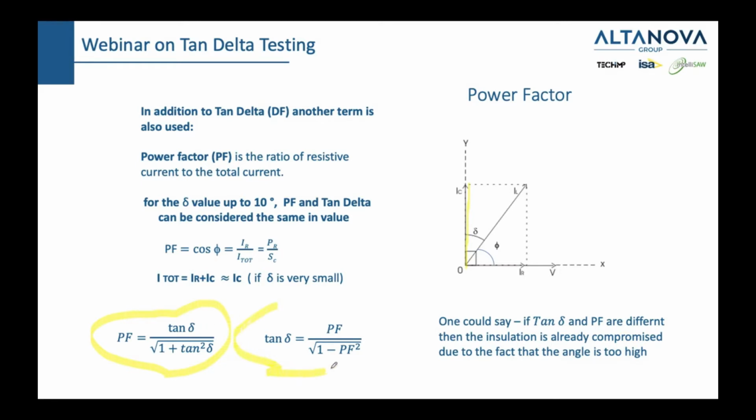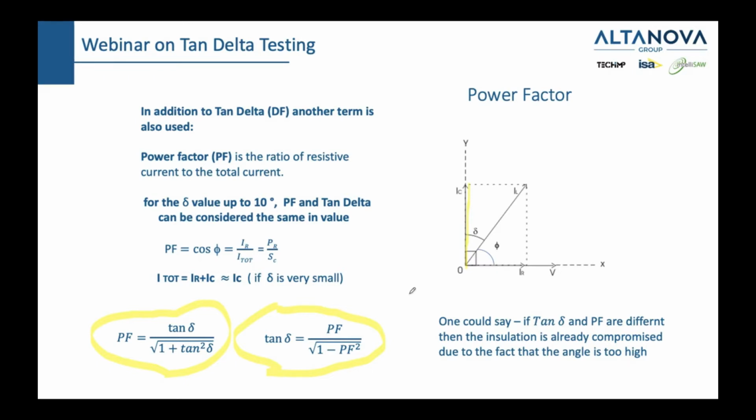And of course, there are formulas which can convert one into the other, so this one and this one. And you see, we will say very soon what the expected values are, but let me give you a preview and say that these numbers are very small. Actually, they're very close to 0.001 or 0.1. So if you factor that in while looking at this particular formula, you will understand that power factor and tan delta are the same. Actually, for values of delta, of this angle here, up to 10 degrees, power factor and tan delta can be considered the same value.